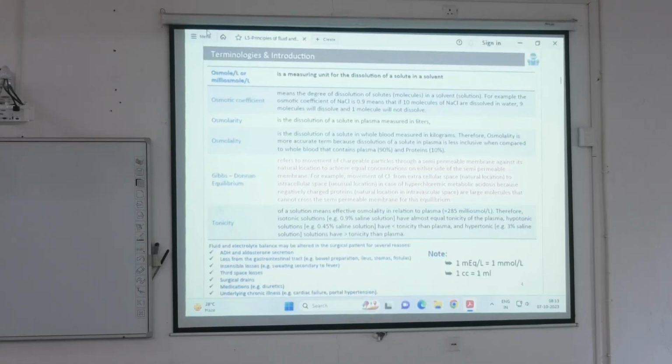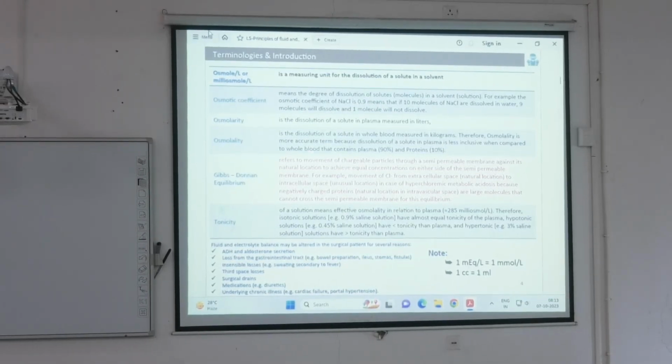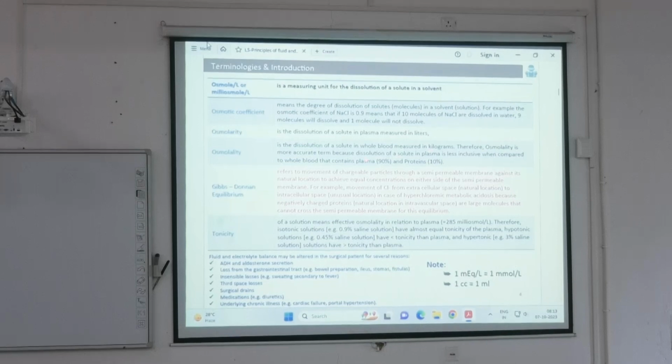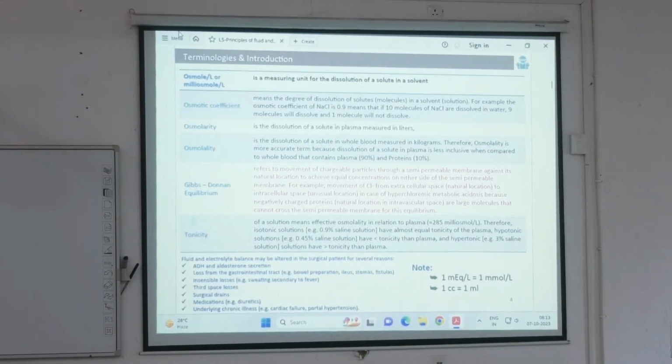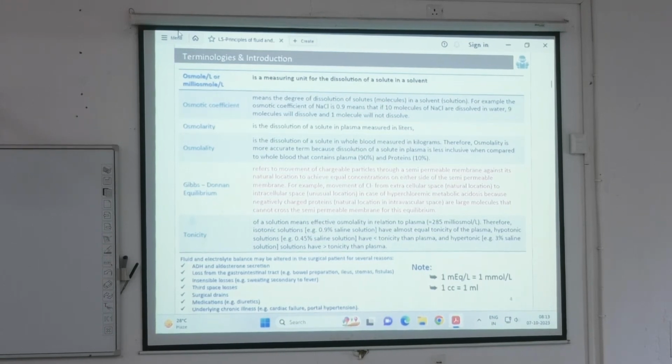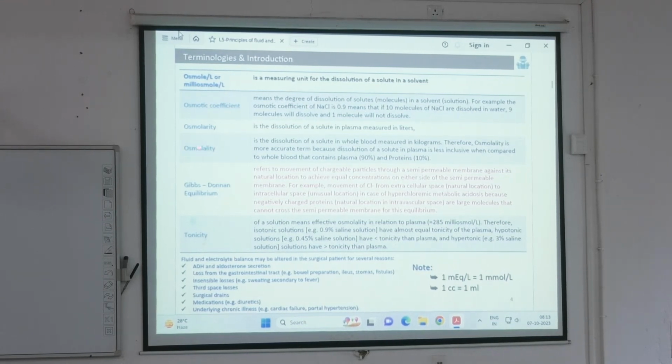Whole blood. Yeah, in whole blood. So osmolarity is a more accurate term because plasma plus protein is whole blood. Okay. So osmolarity, normally we express osmolarity. And you have to know this, tonicity also. Tonicity means effective osmolarity in relation to plasma.